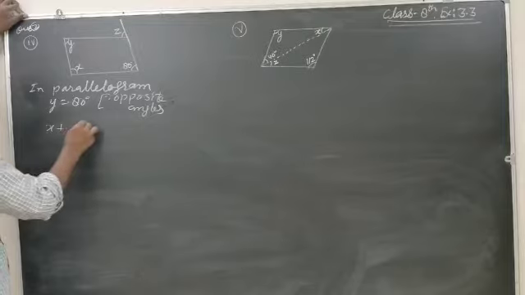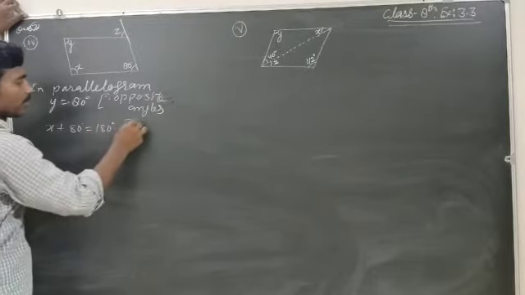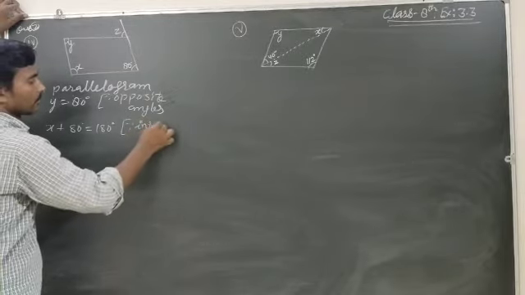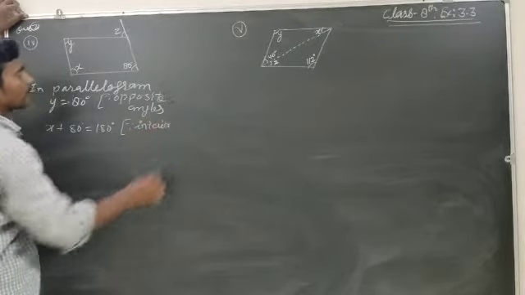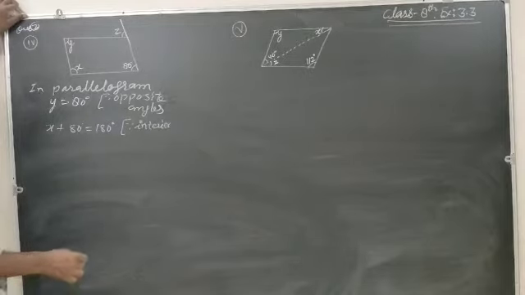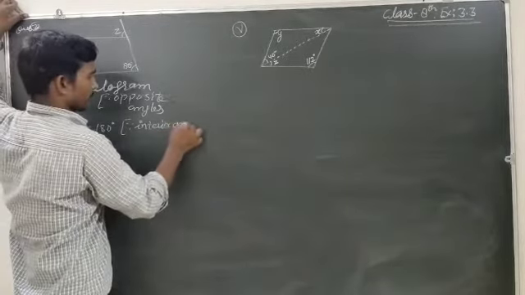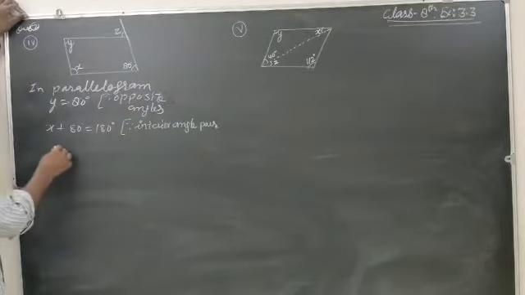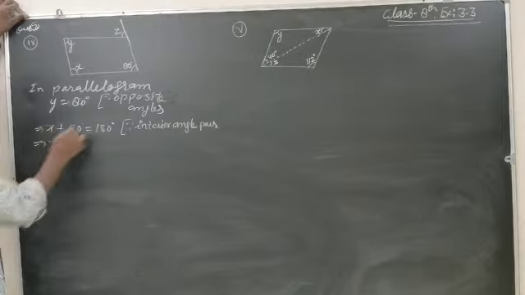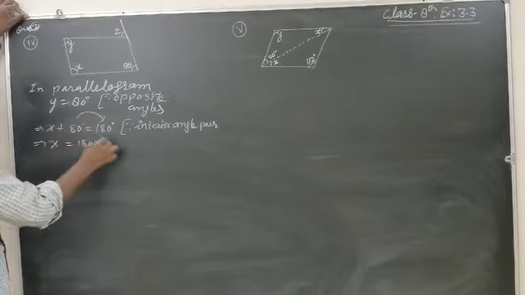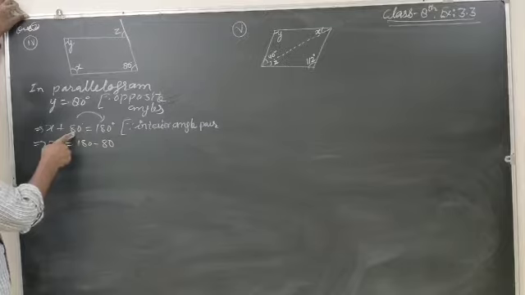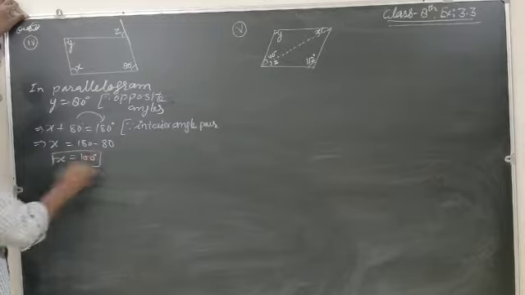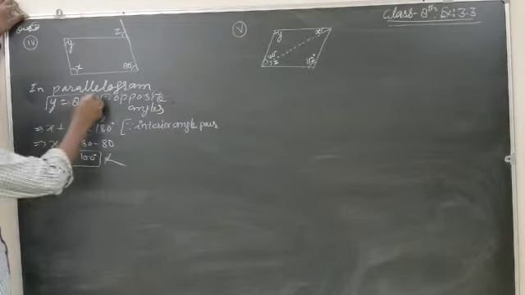X plus 80 equals 180 because interior angle pair. So x equals 180 minus 80. By transposing, 80 will be minus 80. Then x equals 100 degrees. And y equals 80 degrees.